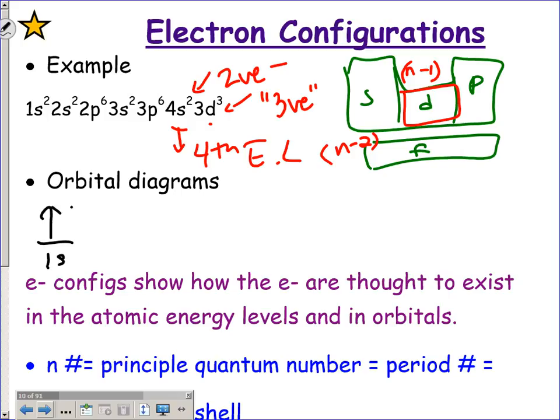One goes up, spins up, and one spins down. 2s has its own separate orbital. One spins up, one spins down. Now, 3p. How many total orbitals? 3 orbitals exist in the p sublevel. Hear that vocabulary? 3 orbitals, 1, 2, 3, exist in the p sublevel is what it's called.